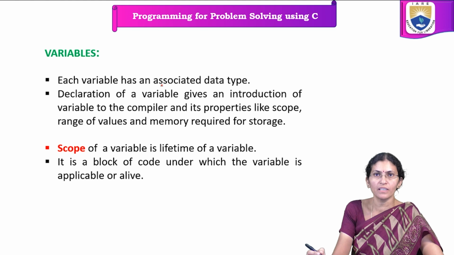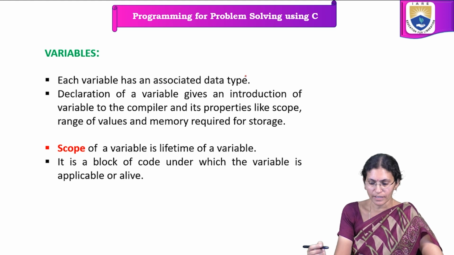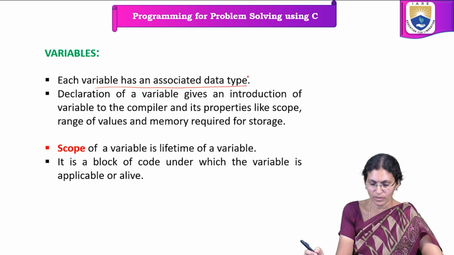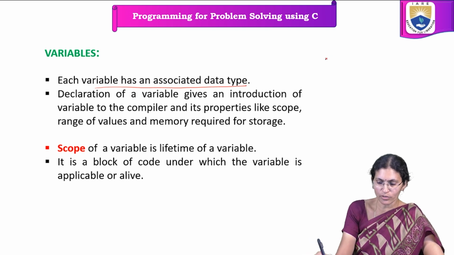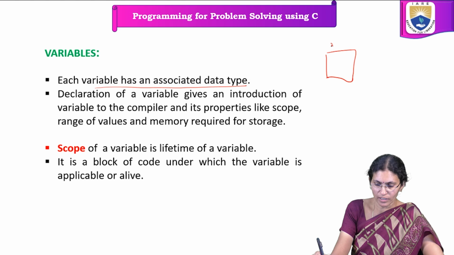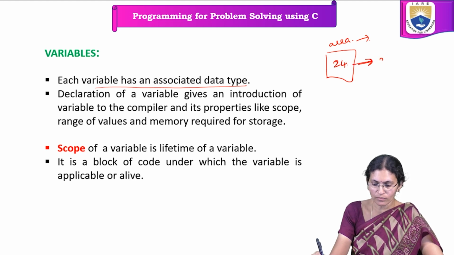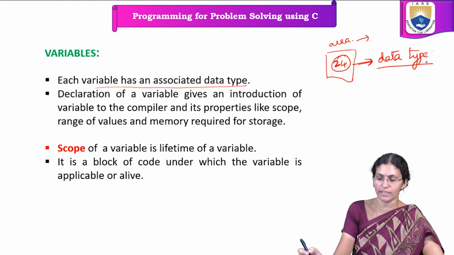Now, associated with each variable we have a data type. Each variable has an associated data type. In the pictorial representation, we have seen that area is the variable name, and in that we have the value 24. Depending upon this value, what type of value it will store refers to the data type. So this depends upon the data type.